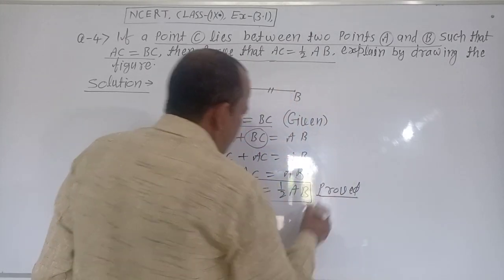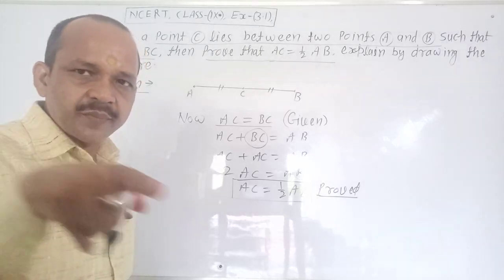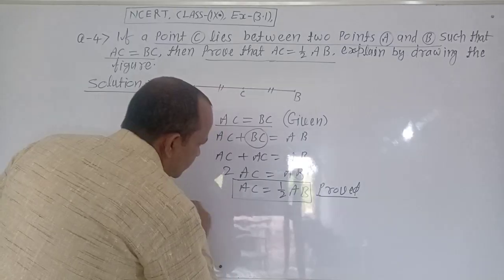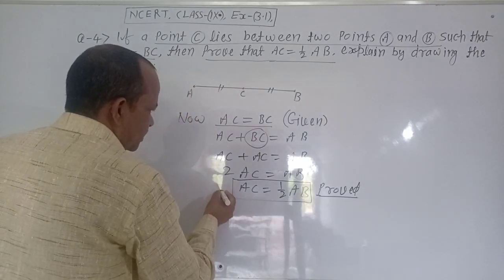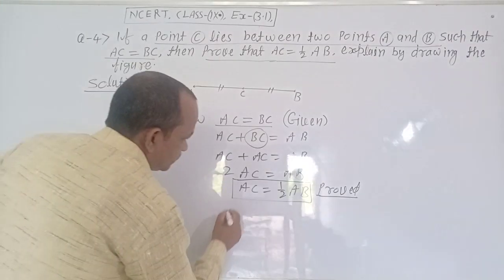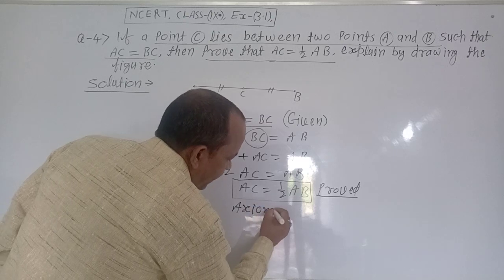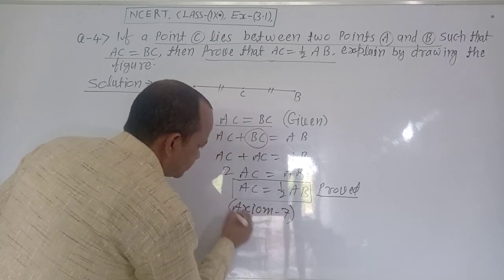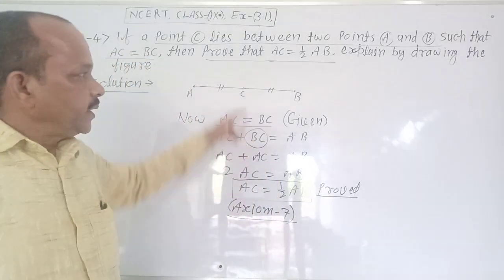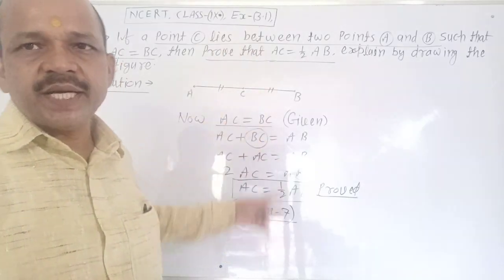Proved. According to axiom 7. It is clear? No confusion about it?